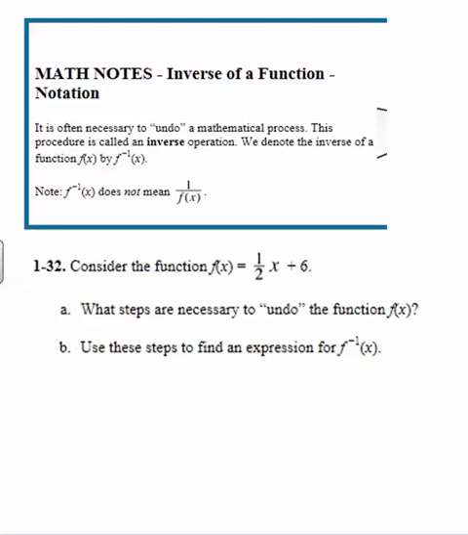Welcome to Inverse and Operations of Functions. We're going to be doing problem number 32, 33, and 35 from chapter 1.